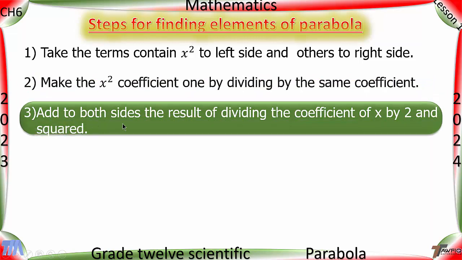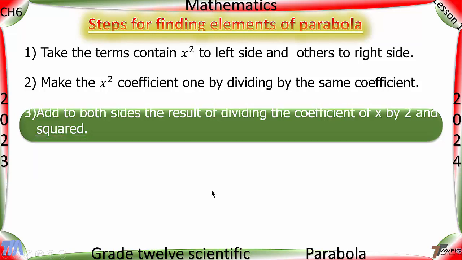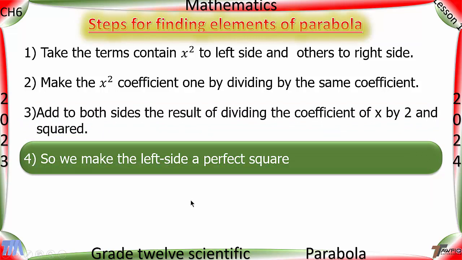Step 3. Add to both sides the result of dividing the coefficient of x by 2 and squaring it. If you have a number before x, after making the coefficient of x squared 1, you must divide this coefficient of x by 2 and square it. For example, if it was 4, divided by 2 is 2, and squared it becomes 4. And add this number to both sides, so we make the left side a perfect square.